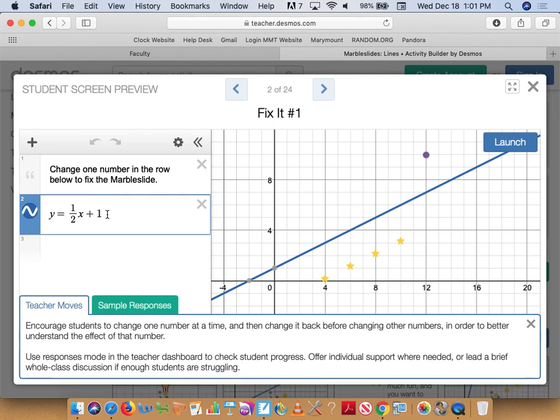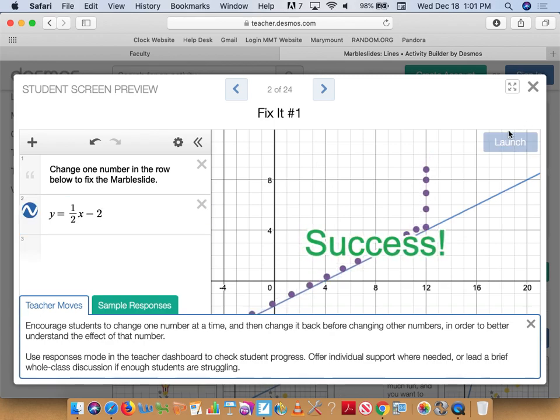Change the 1 to what? Let's try -2. All right, so you girls knew, this really makes you know math because you got to think about your y-intercept, right? Okay, so I think this is going to get it, don't y'all? Okay.